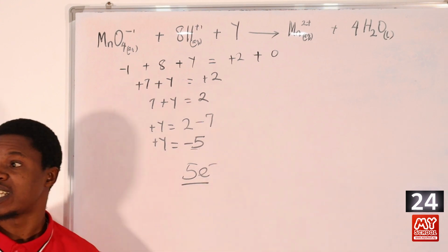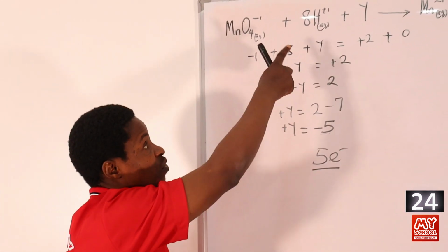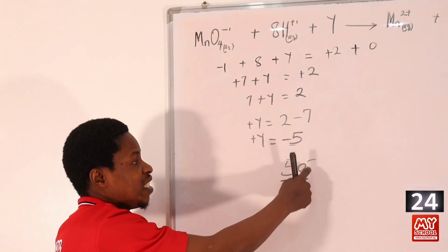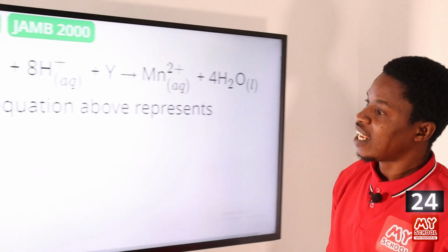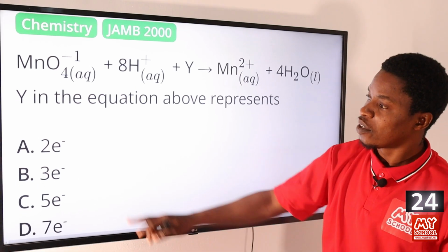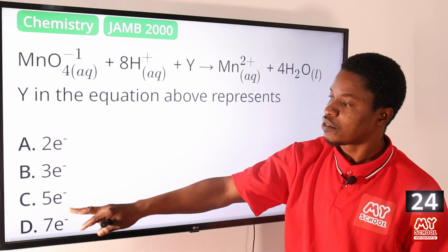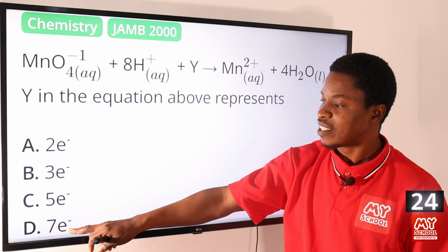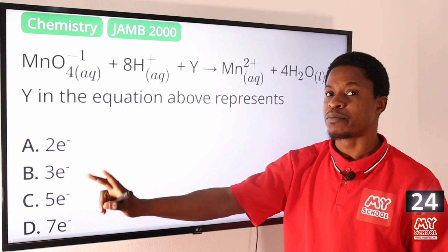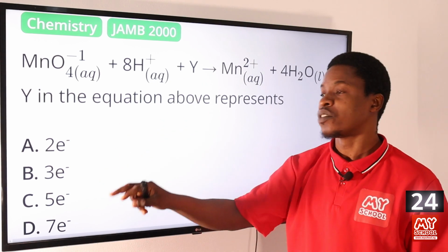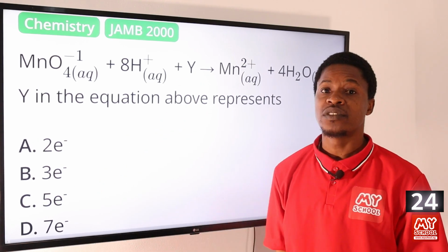So let's move to the screen now and see what we have. Of course, it is minus because it is electrons, so we just have the e minus here. Let's move to the screen and see. We have the options here: 2 electrons, 3 electrons, 5 electrons, and 7 electrons. So the correct answer is option C, 5 electrons. That's why it is minus 5. So option C happens to be the correct answer.